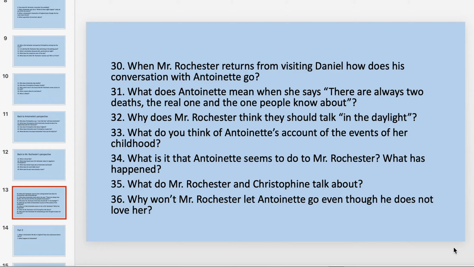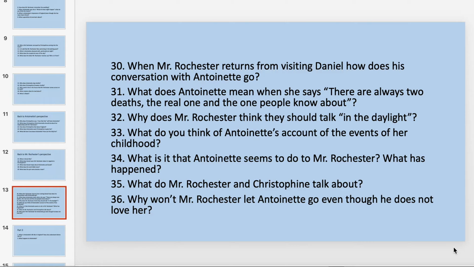Going on to 32, why does Mr. Rochester think they should talk in the daylight? So we can see that he's becoming uncomfortable with their conversation. He doesn't want to hear too much of Antoinette's reasons for the way she is, or hear too much about her life, because then she's going to sound more rational, or she's going to get more of her side of the story out.